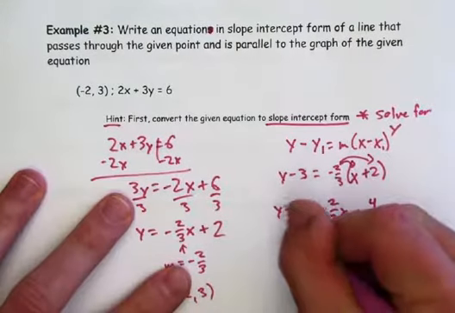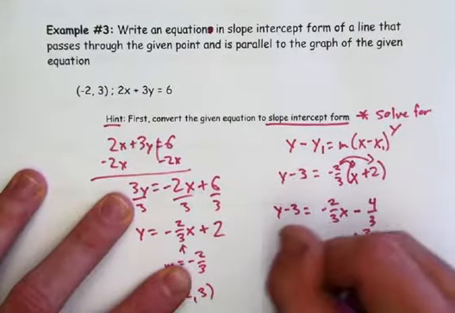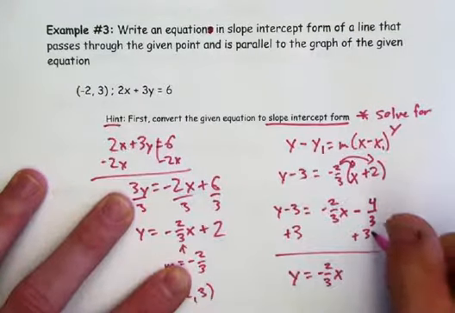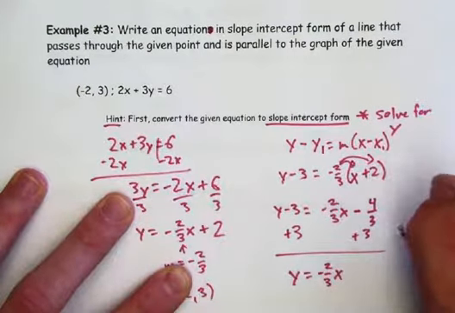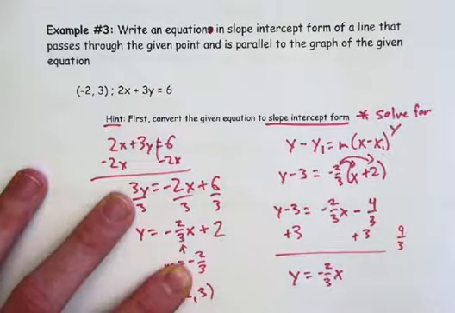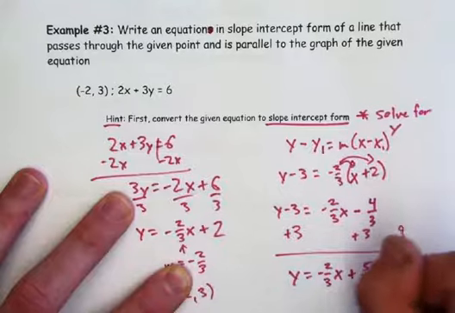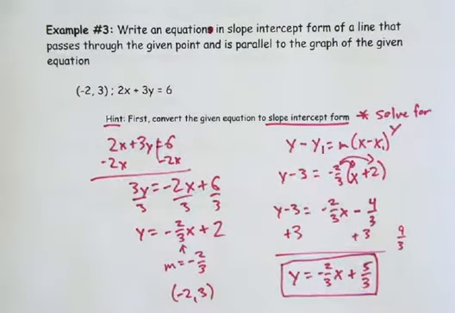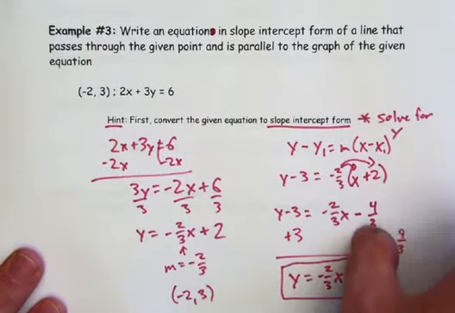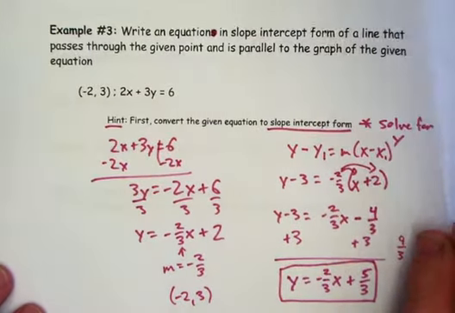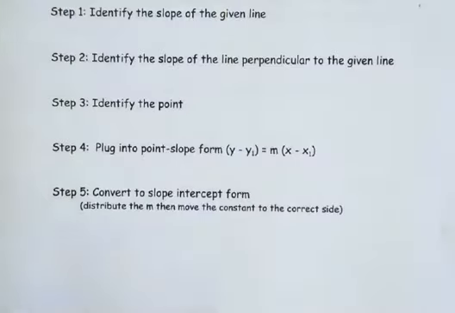We're going to add 3 to both sides. We get y equals negative 2/3 x. Now, 3 is the same as 9/3, right? So we have negative 4/3 plus 9/3, which is going to give us 5/3. So that is how to find equations of lines that are parallel to a given line, right, and run through a given point. Parallel lines have the same slope.